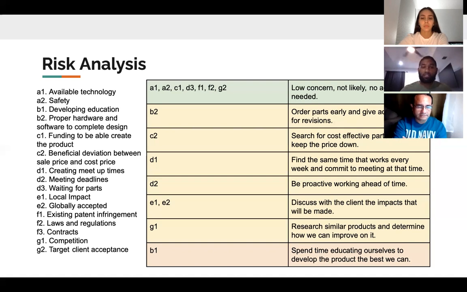And then lastly, developing education. This was a little bit more of a concern, because as you get further and further in the project, your knowledge is growing, and sometimes there are things that you may not know. As that happens, you have to make sure that you can mitigate that and stay on top of your game. That just means working harder, educating yourself, and developing the product the best that you can.